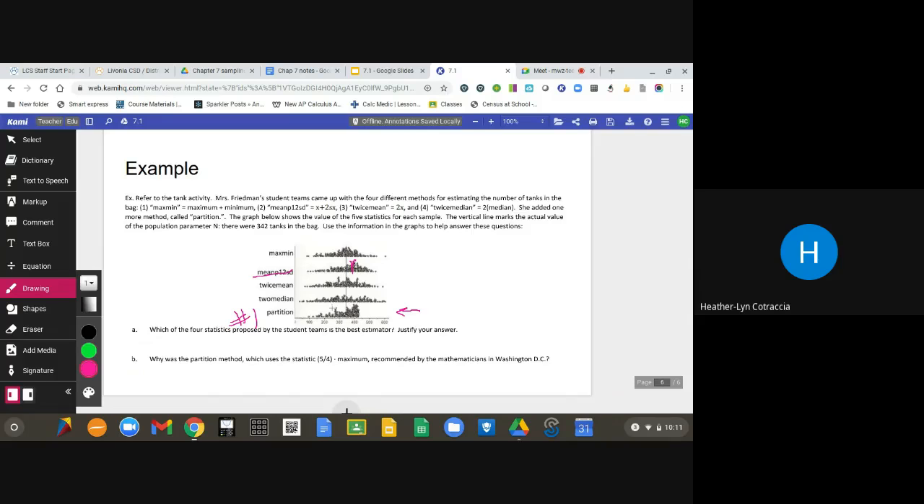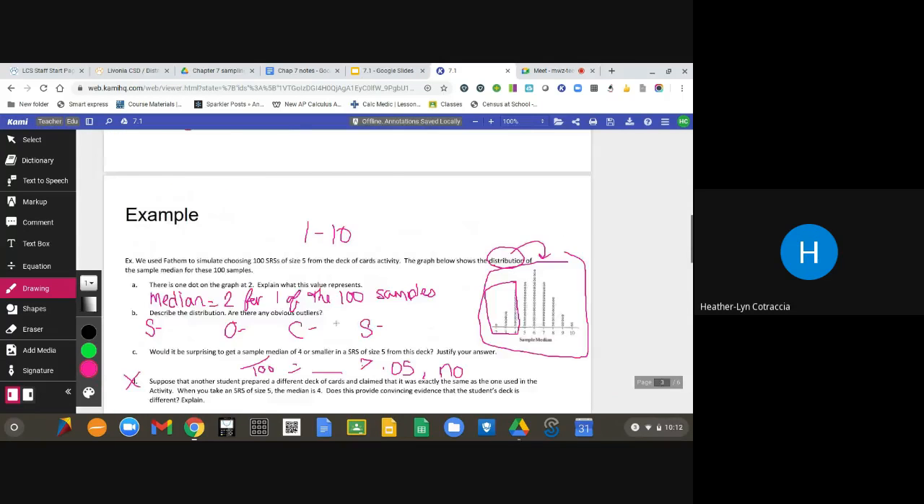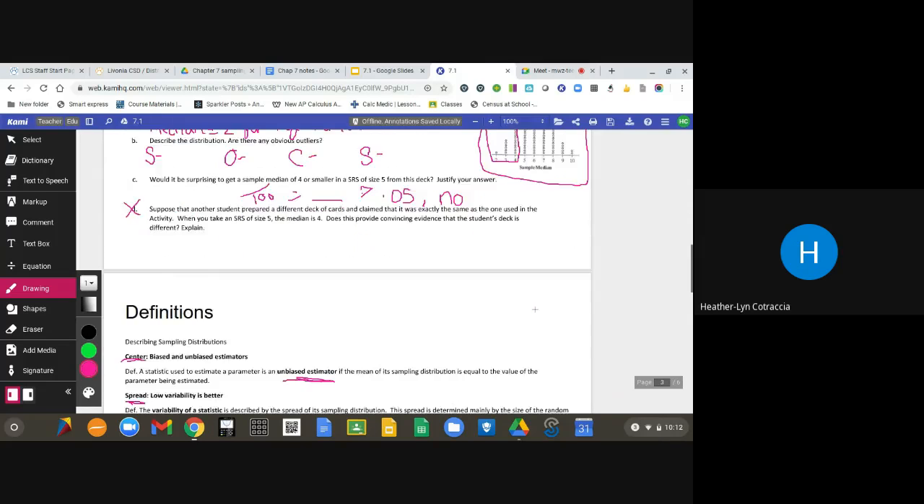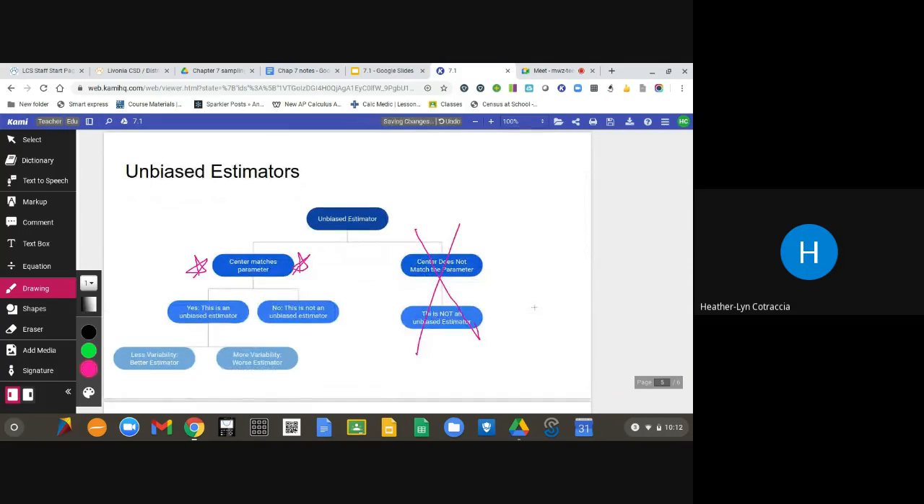So the thing I want to review the most is to go up and talk about the sampling distribution. So right here, remember, each dot does not represent one card anymore. It is the statistic of a sample. So it is the median or the mean or the interquartile range, whatever that is, of a sample. So it is a statistic. And then I'll leave you with this slide right here to figure out if you have an unbiased estimator. Remember, center matters first. And then after you look at that, make sure you have less variability to get your best unbiased estimator.